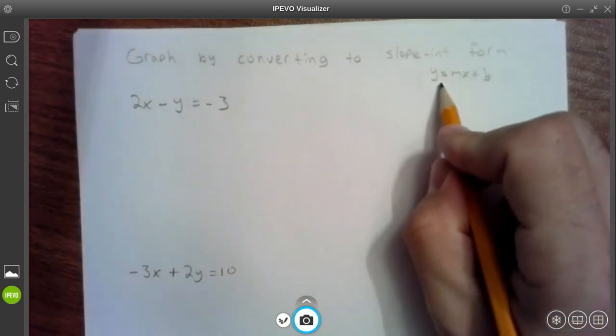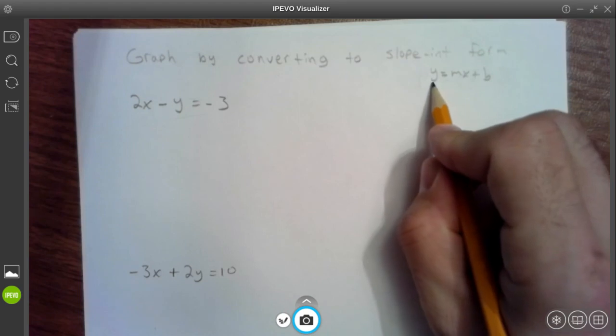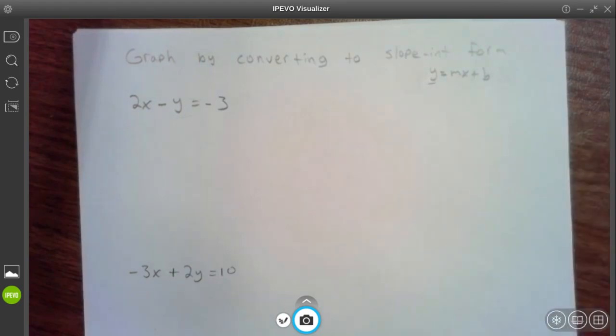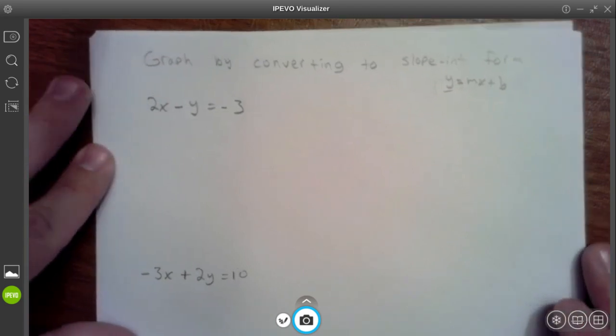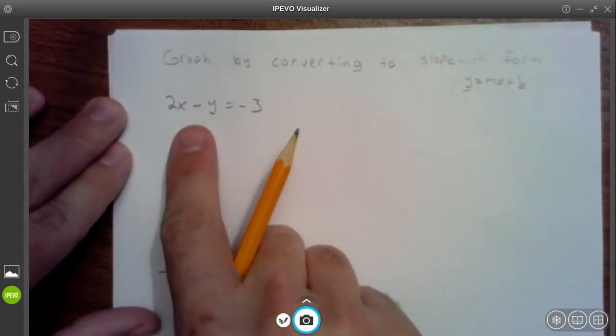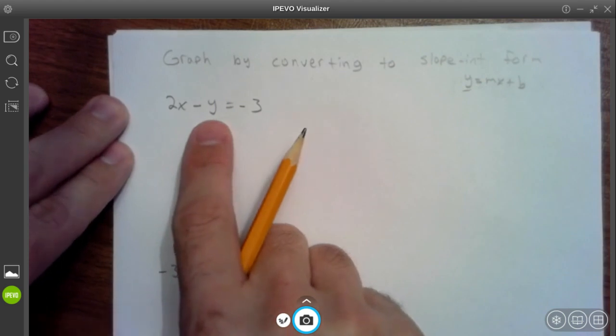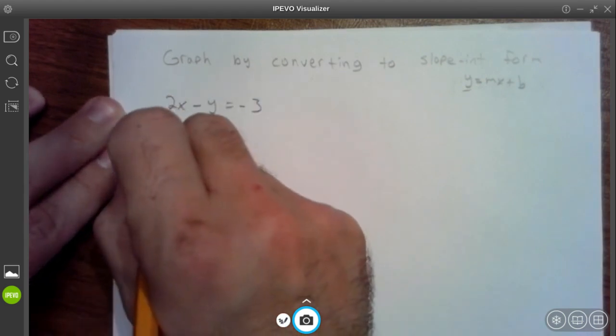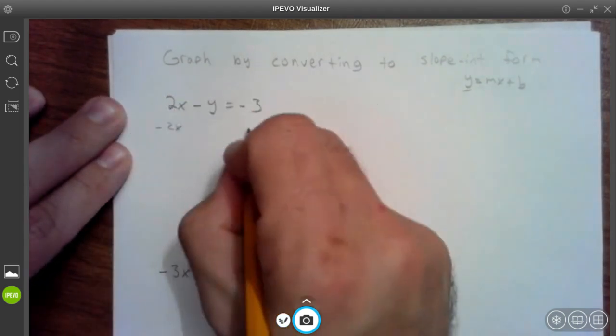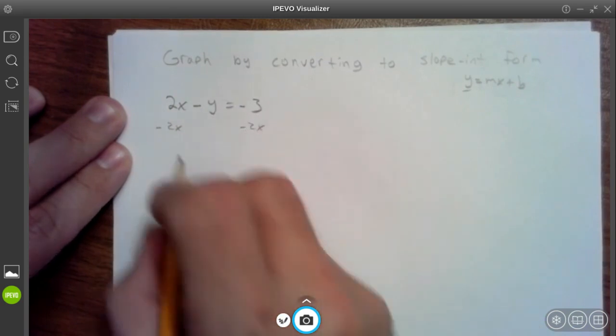Now, the key to having something in slope-intercept form is that y is by itself. Notice that there. That's what makes it in slope-intercept form. So that's all I'm going to do here, I'm going to take this and solve for y. It's a two-step process usually. We'll subtract 2x from both sides.